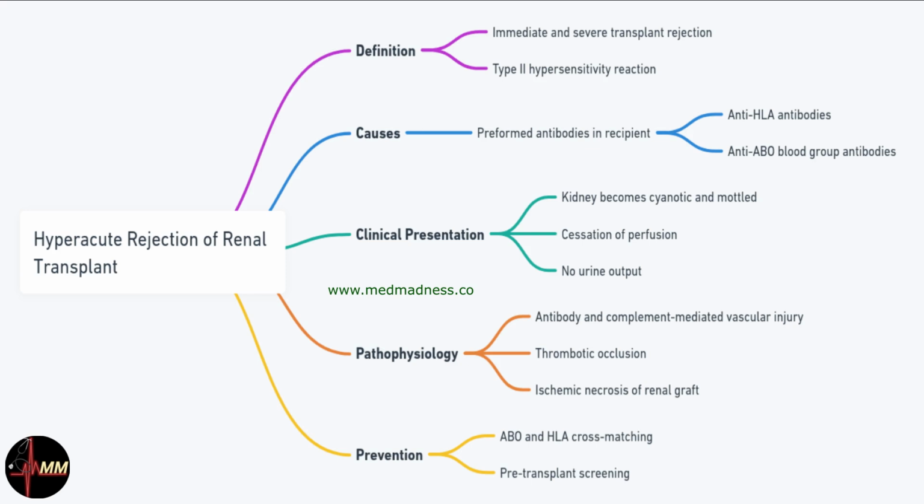HLA, or human leukocyte antigens, are crucial for immune system functioning, helping the body distinguish between self and non-self. Mismatches here can provoke a strong immune response. Similarly, ABO mismatches can be just as problematic.